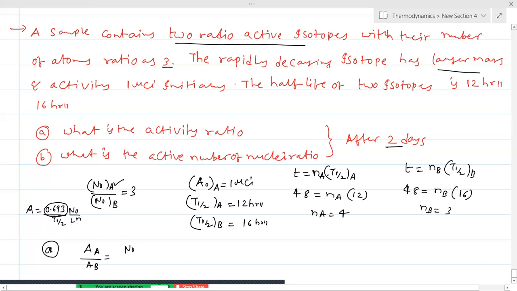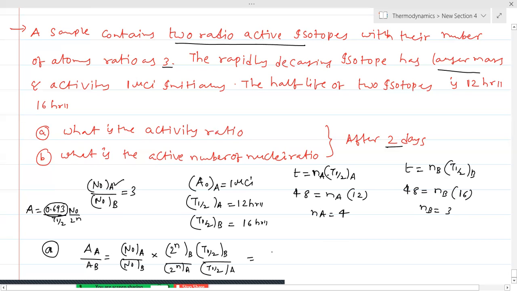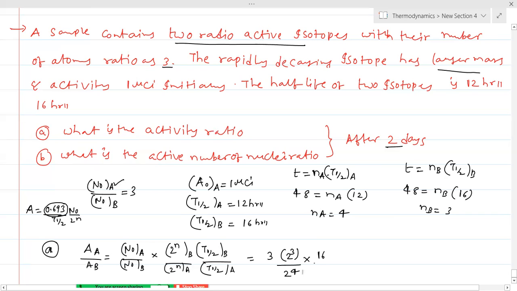So we will write N naught of A by N naught of B, into 2 power n of B by 2 power n of A, and t half of B by t half of A. That equals N naught of A by N naught of B, so that is equivalent to 3 into 2 power n, that is 2 power n of B is 2 cube, and 2 power n of A is 2 power 4, and t half of B is 16, and t half of A is 12. By doing all these things, we are going to get 2 each one. So this is about activity.